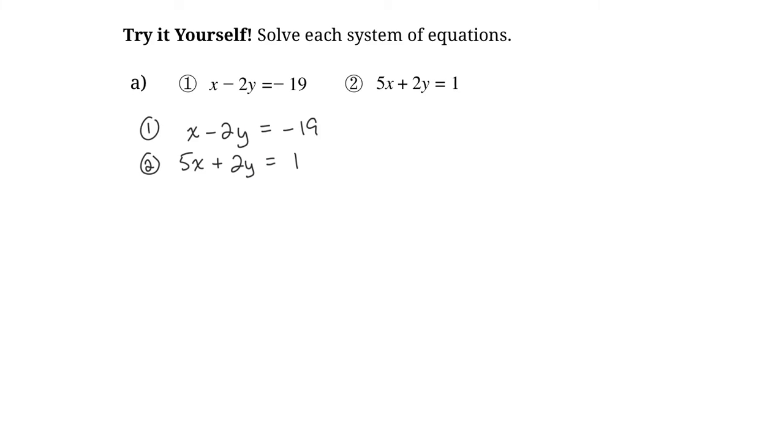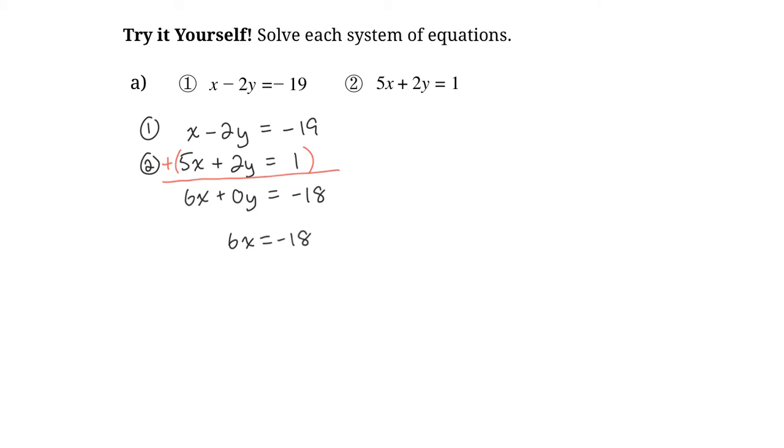So remember, our goal is to have 0y. So if we add these two, negative 2y plus 2y, do we get 0y? Well, we do. So this time, we're going to add the two equations together. And remember, we're adding the whole equations together. So negative 19 plus 1 is negative 18. And we bring down that equal sign. Negative 2y plus 2y is just 0y. And x plus 5x is 6x. So we're going to be left with the equation 6x equals negative 18.